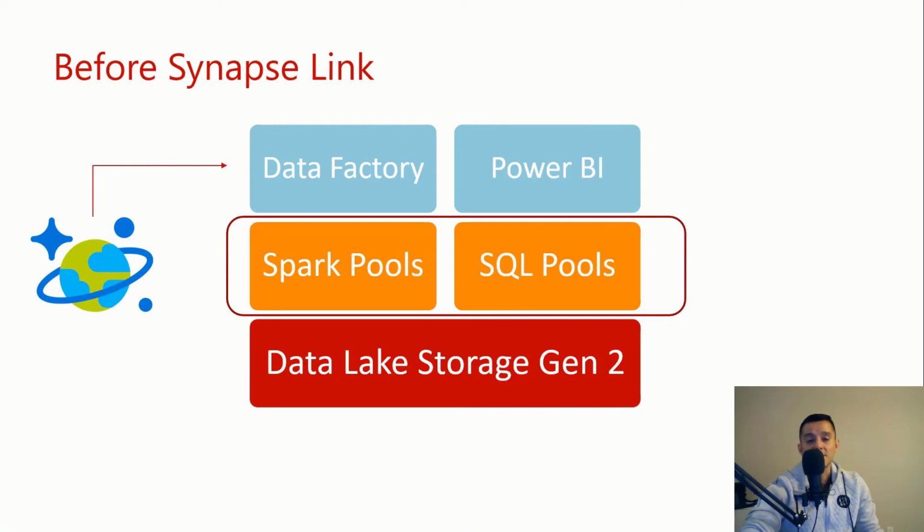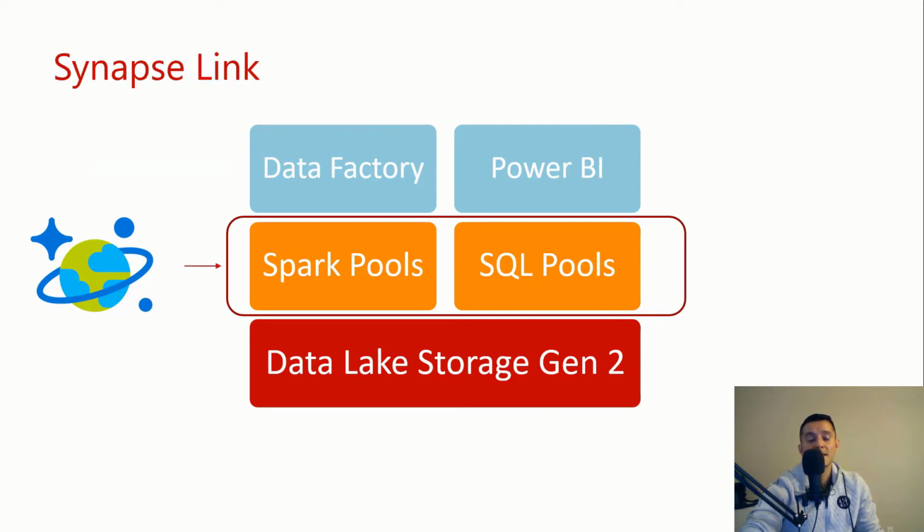Or alternatively, before Synapse Link, I could use something like Data Factory, and then from Data Factory read the data from Cosmos, create a pipeline, and then from the pipeline load it again into either a Spark table or a SQL table or into data lake storage again. But both of these processes required copying the data over through some sort of external process. With Synapse Link, there is no intermediate step.